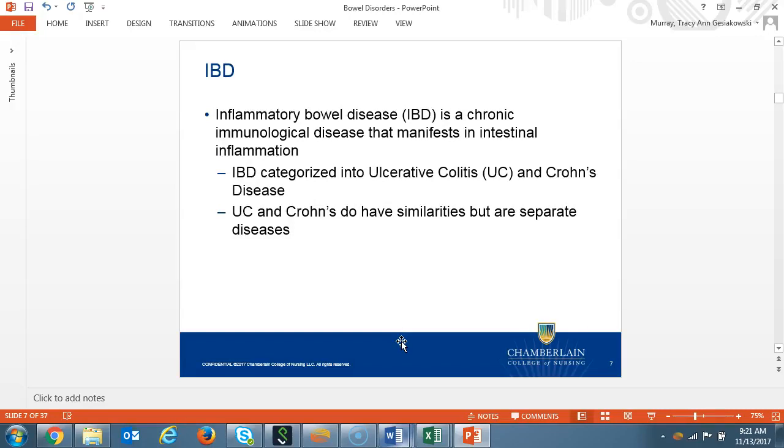Inflammatory bowel disease, or IBD, on the other hand, is significantly different. IBD is the term used to describe a chronic immunological disease that manifests in intestinal inflammation. Ulcerative colitis and Crohn's disease are the two most common types of inflammatory bowel disorders. UC and CD are both inflammatory bowel disorders that share similar characteristics and causes, but are considered two separate diseases.